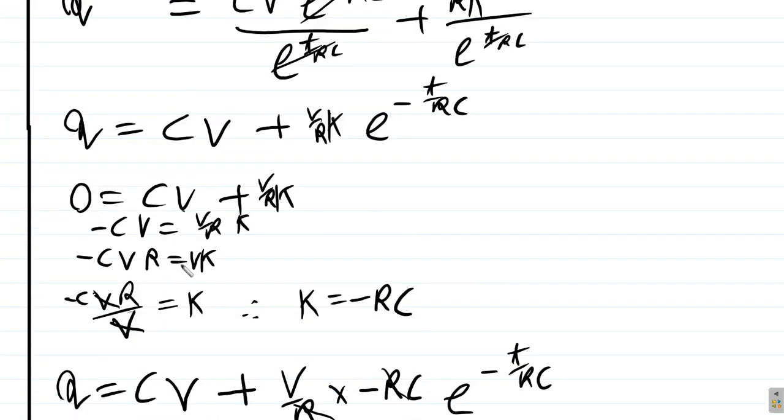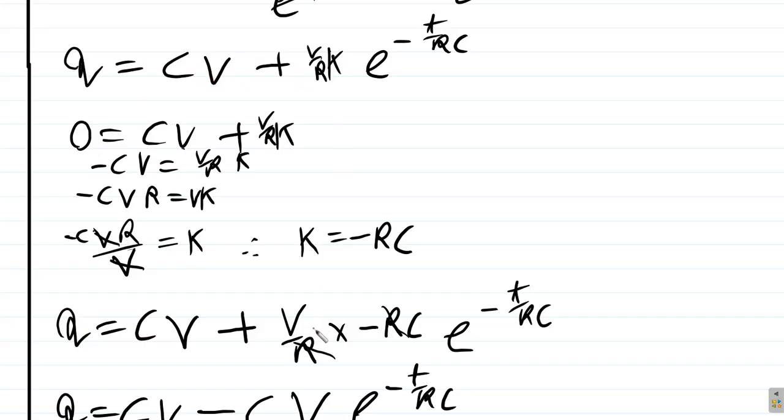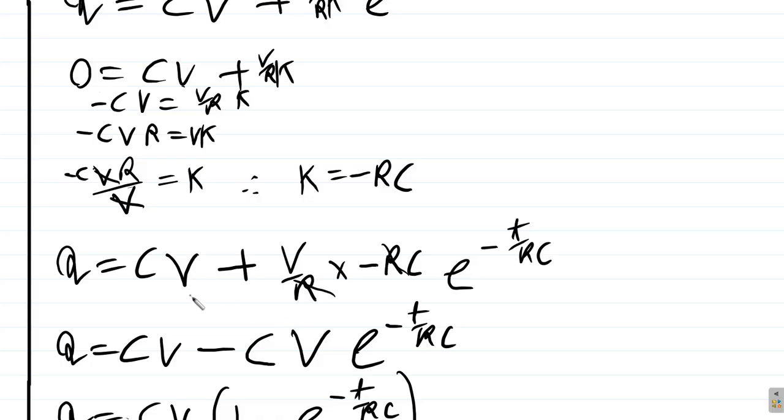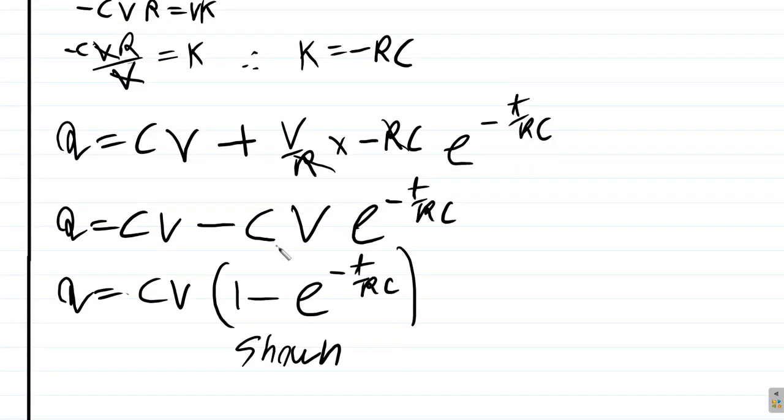Now when we put it back together, q equals cv plus v over r k, but k is negative rc, so we put negative rc here, and put back the e to the negative t over rc. But r cancels r. So what you have is q equals cv, the minus sign here, I put minus here. R cancels r here, so we have c times v e to the negative t over rc, and then factor out cv. So what we have is this: q equals cv times 1 minus e to the negative t over rc.